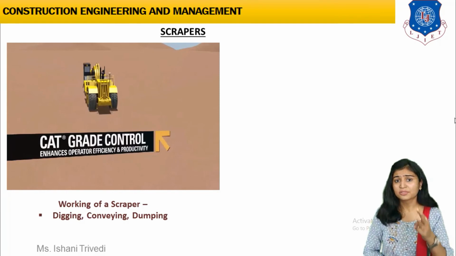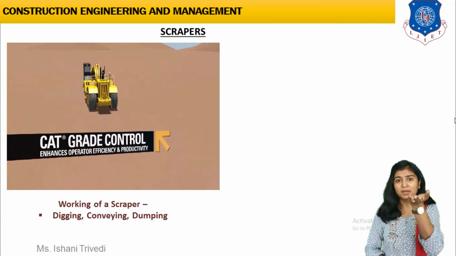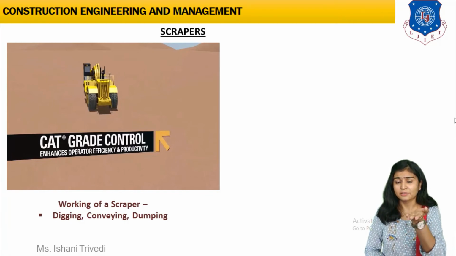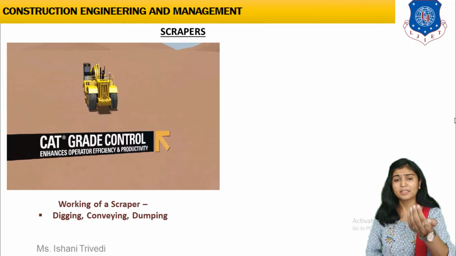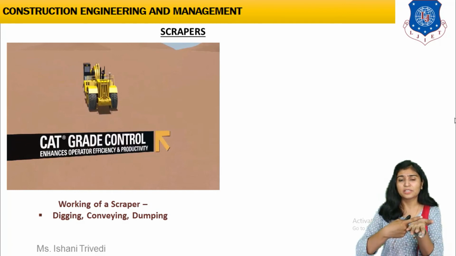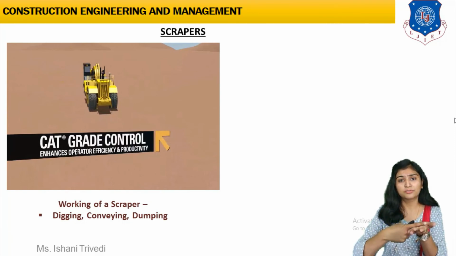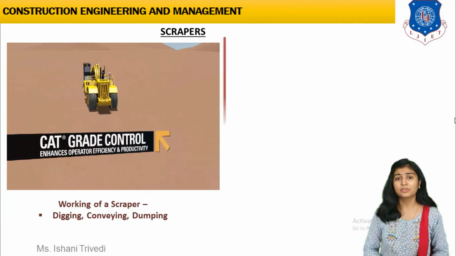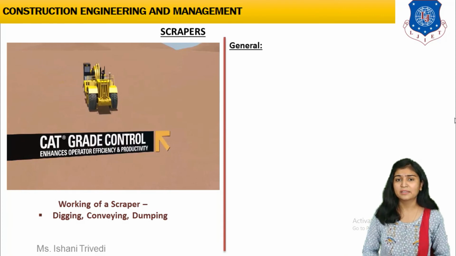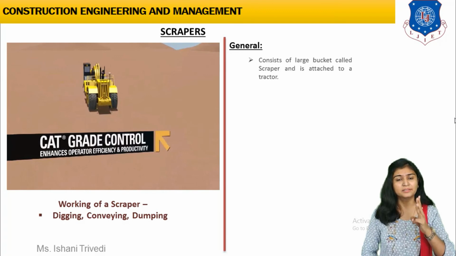And the third process is dumping, meaning the bucket will be raised. Once the soil is collected inside the bucket, it will be raised, it will be conveyed, and then the bucket will be opened and the vehicle will move forward. So it is going to lay all of the soil in uniform thickness. It will be dumped. So if you want to remember a scraper, it is generally done in 3 processes: digging, conveying and dumping.